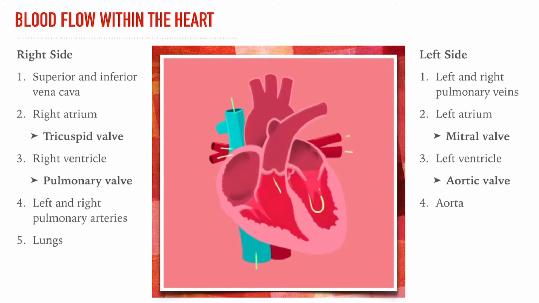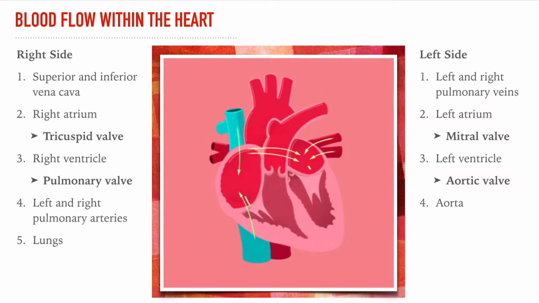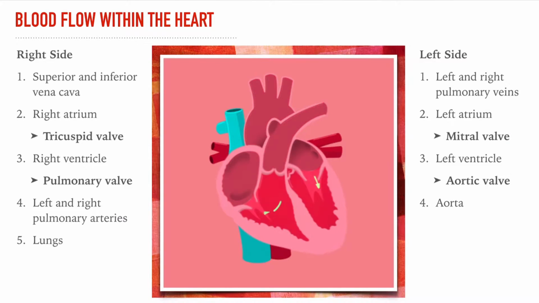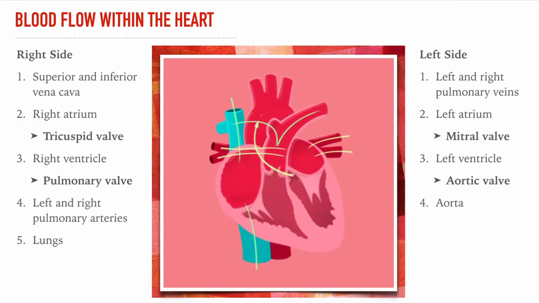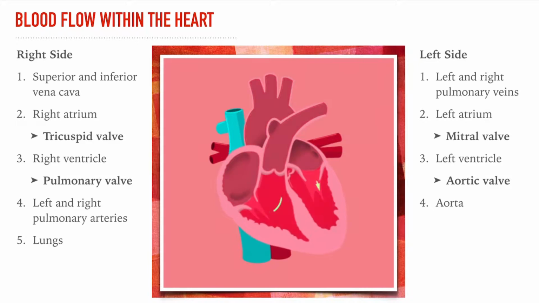As the right ventricle contracts, blood leaves the right ventricle through the pulmonary valve into the left and right pulmonary artery, which then goes to the lungs where CO2 is exchanged for O2. After gas exchange occurs, the blood is then returned to the heart by the left and right pulmonary veins.